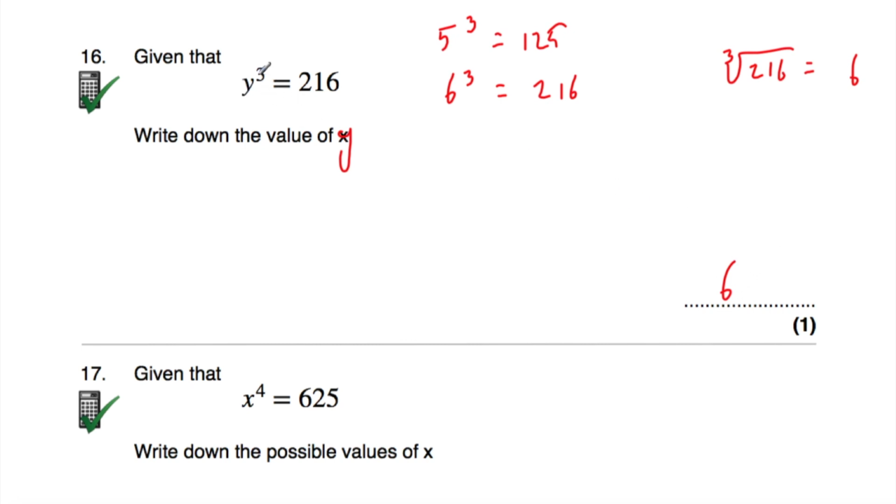So either 6 cubed is 216, and that's one way we could just work it out. Alternatively, because we know that the number cubed is 216, we could do the cube root to go backwards, and that tells us our answer would be 6.